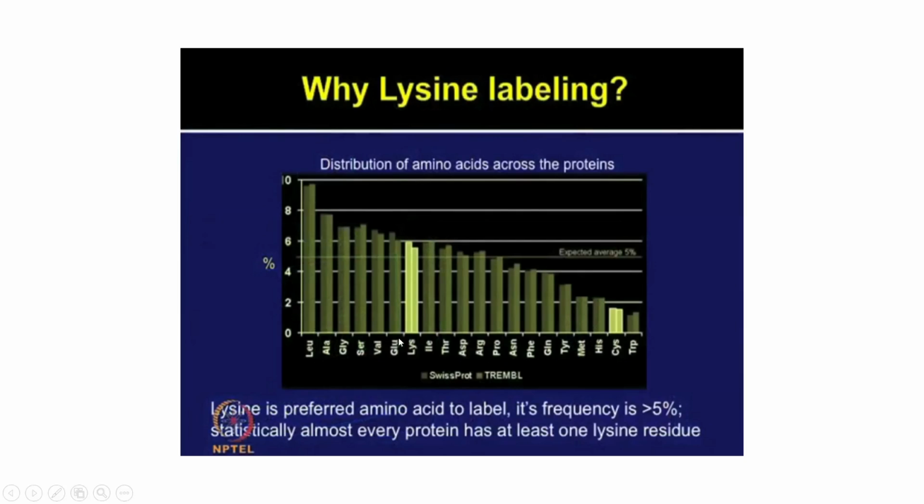Then you might have a question like, why not leucine? It is present at more than 10% in those proteins. So why don't we use it? Because it might label the majority of the protein, and it can affect the structure of the protein. All of that can come into the picture if you are doing extensive labeling. So lysine was chosen as the preferred one because of these benefits.